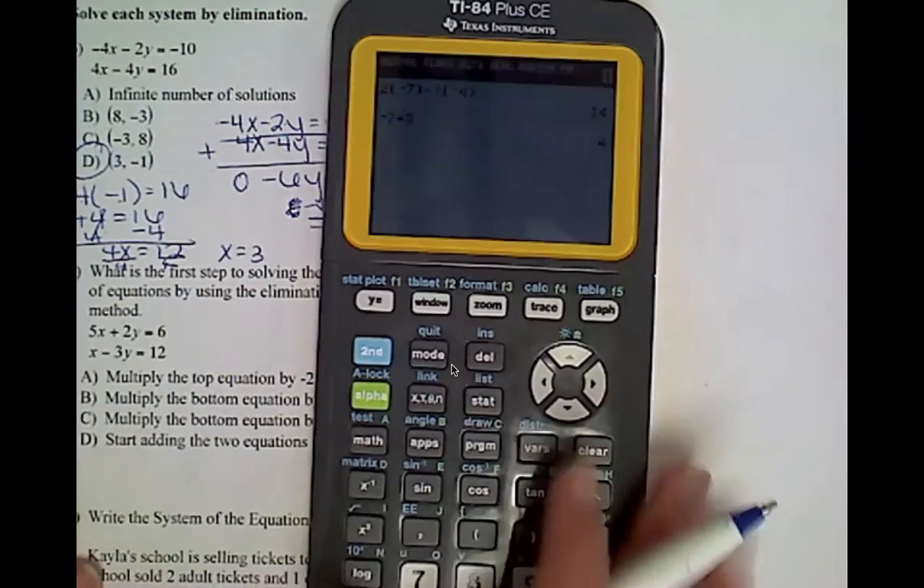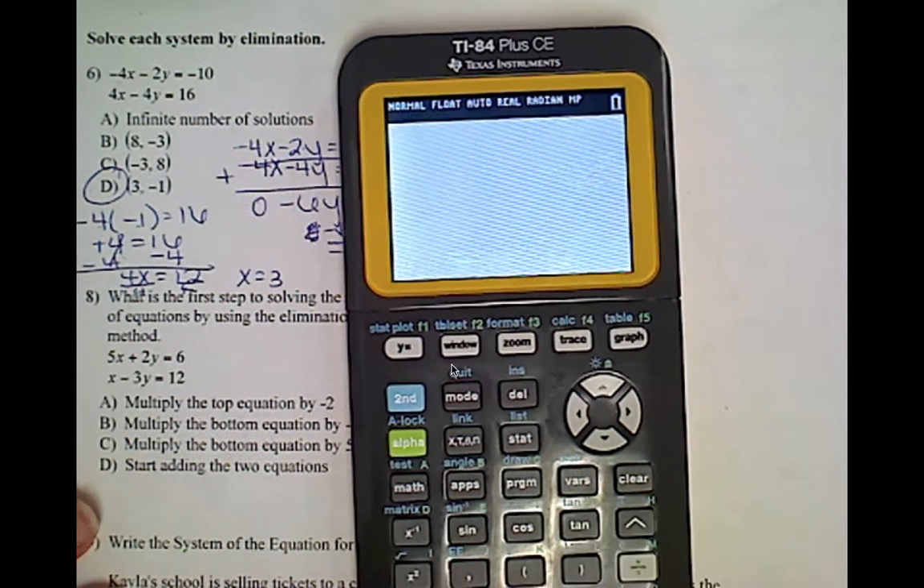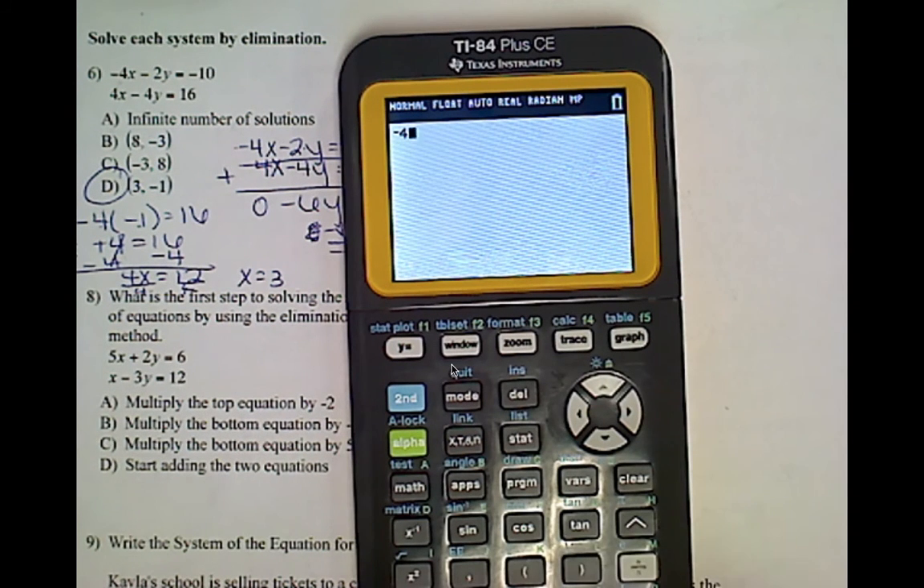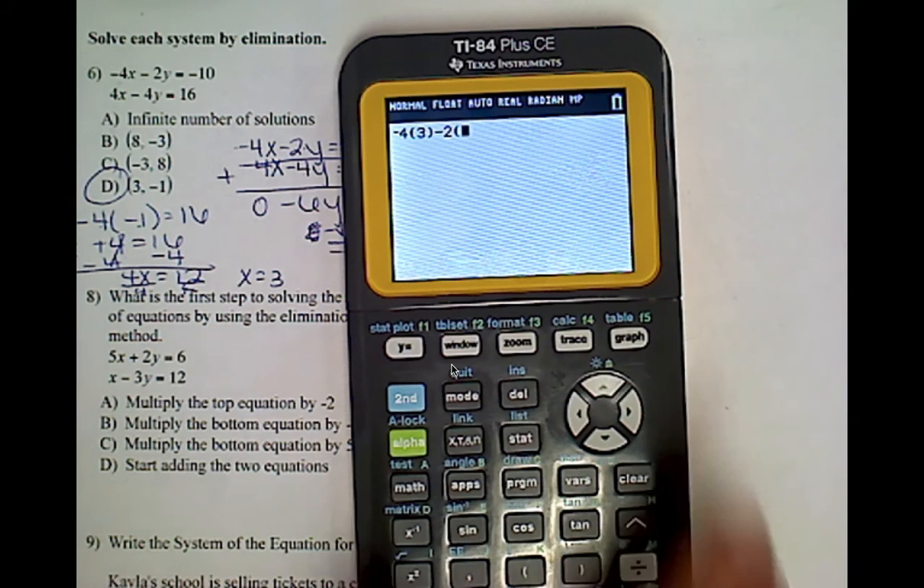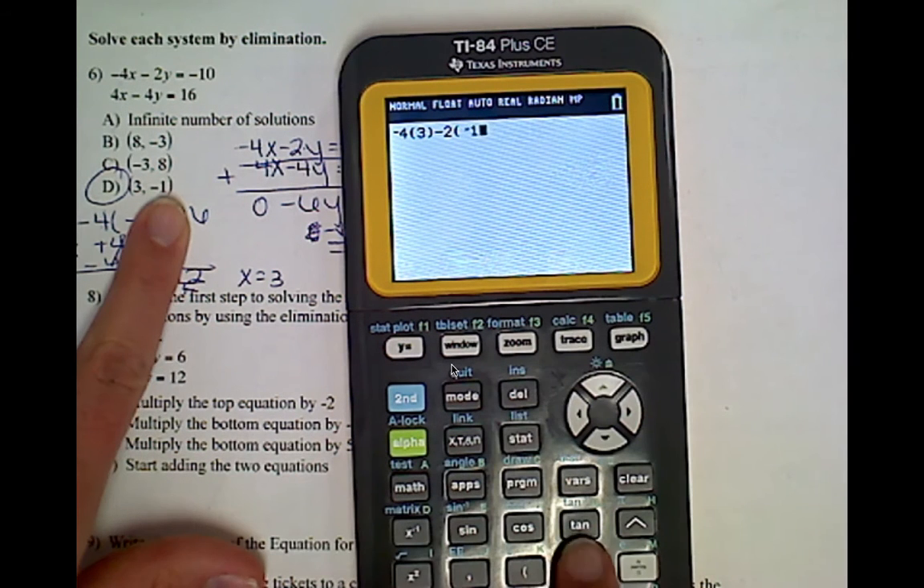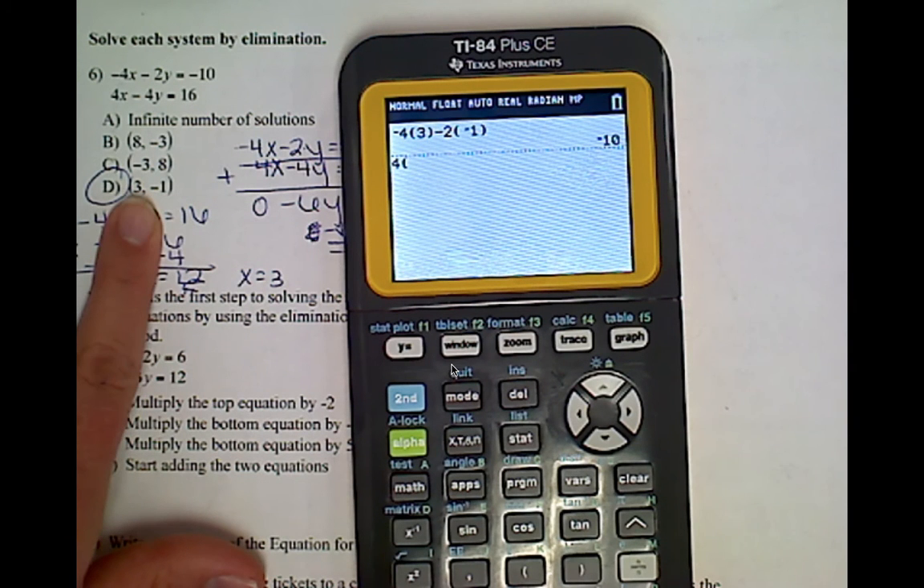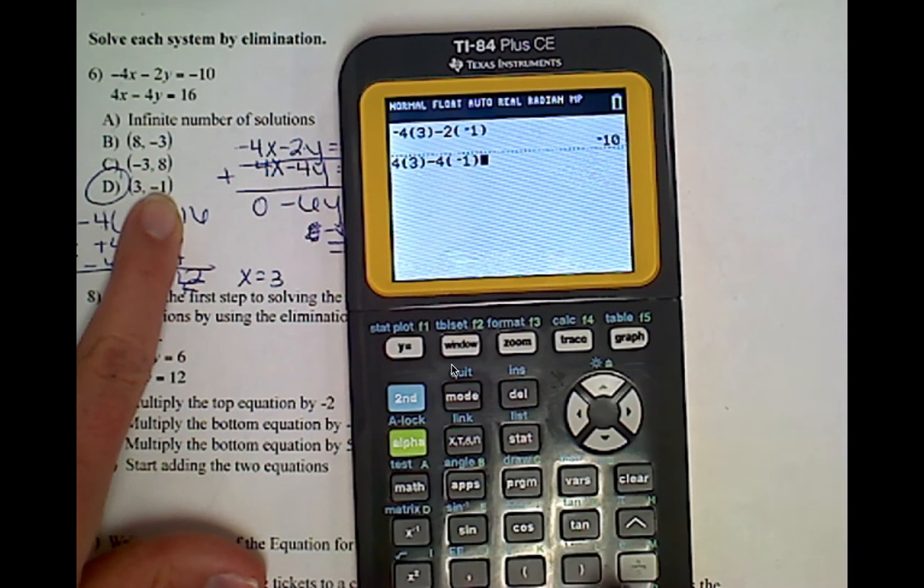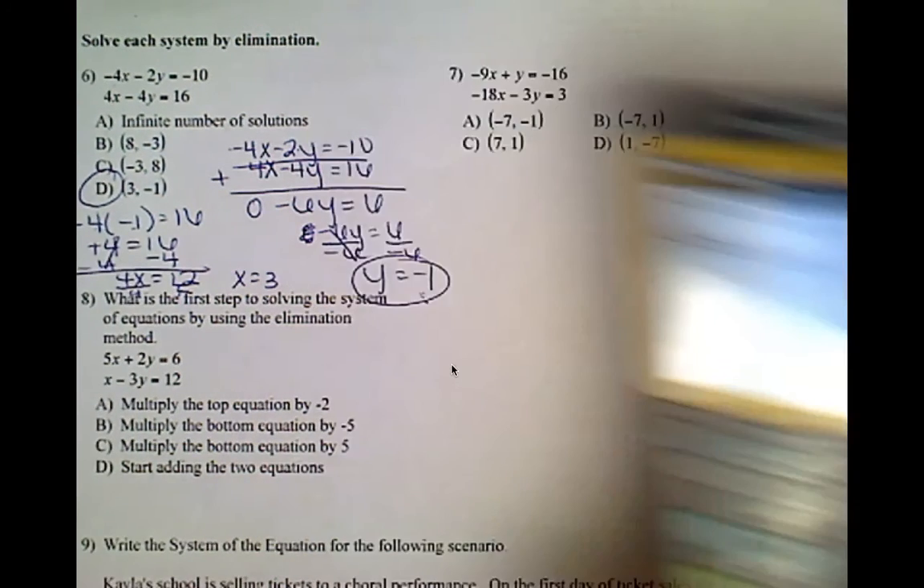So if we wanted to check it, here's how we would do it. Negative 4, parentheses 3, minus 2, parentheses my y value, which is negative 1, equals negative 10, so I'm good. Let's try it again. 4 times, instead of x, put a 3. Minus 4, instead of y, put a negative 1. And it comes out to be 16. So I checked both of them.